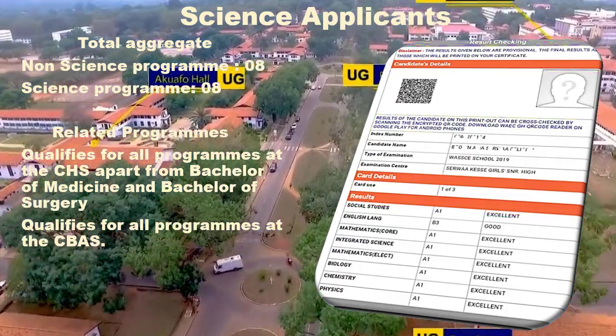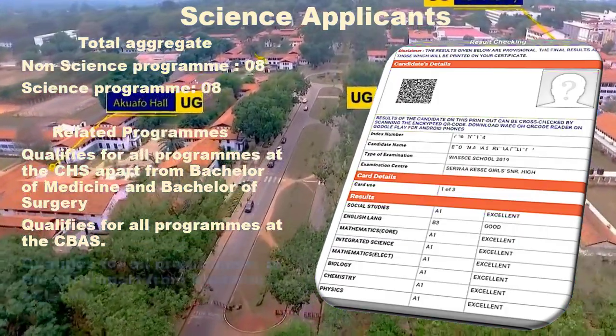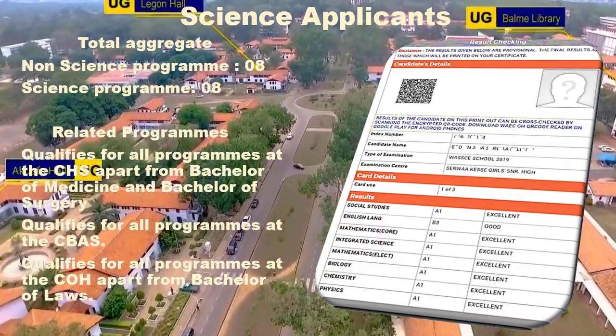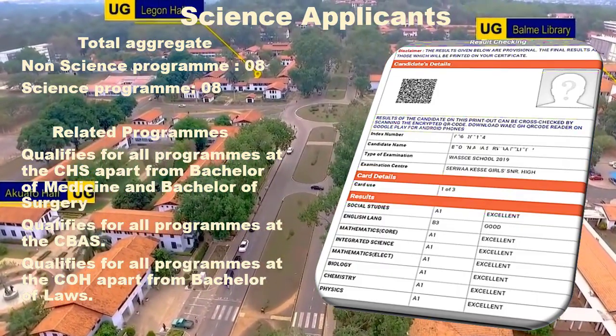This applicant also qualifies for all programs at the College of Humanities, apart from the Bachelor of Law, which was cut off at aggregate 7 as of last academic year.